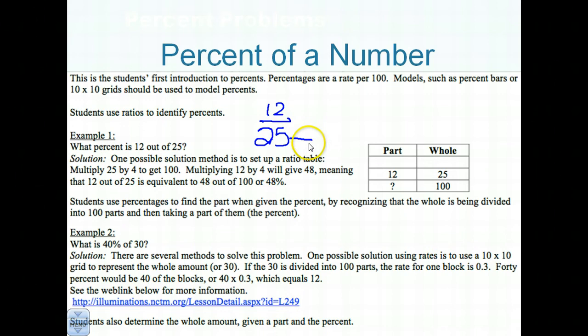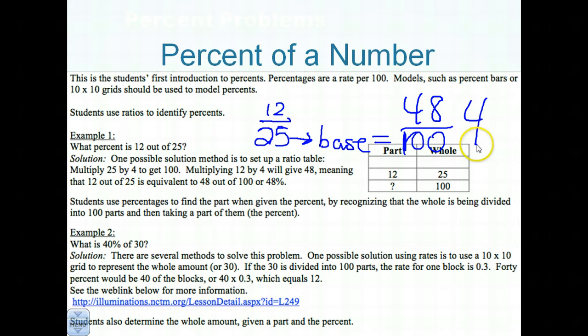Now remember, the bottom is called the base because the bottom is the total amount. If you have 25 students, that's the bottom number, the base, which is out. Then we want to make it into a decimal percent. We must do it out of 100. So we know 25 times 4 is 100. 12 times 4 is 48. 48 hundredths equals 48%. So we got that.